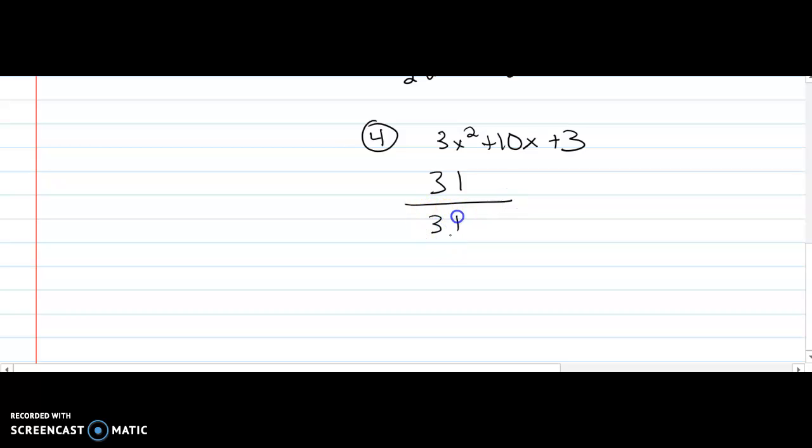All right, then the last one, we have 3x squared plus 10x plus 3. So 3 and 1 on top. Underneath there, 3, 1, 1, 3. Cross multiply, I got 3 and 3, and then 9 and 1. Trying to get to 10. So here's my combination. 9 plus 1 is 10. And then for this one, 3x plus 1 and x plus 3.